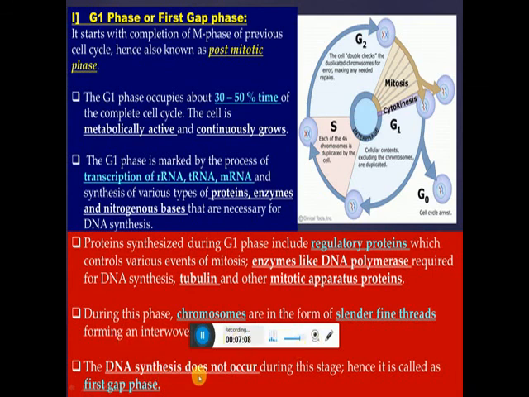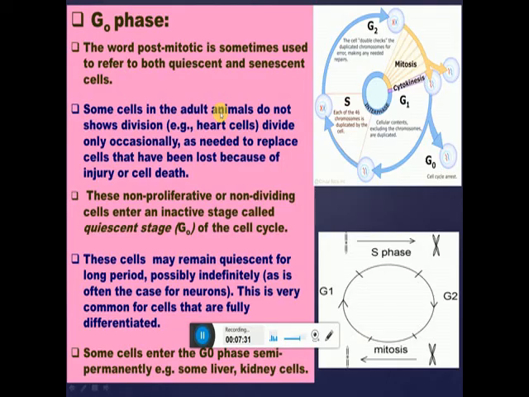The DNA synthesis does not occur during this stage, hence it is called the first gap phase. There is no synthesis of DNA. So it is called the first gap phase, in which DNA synthesis does not occur, and other than DNA, all the other organelles in the cell get duplicated in the G1 phase. After that we are going to see the G0 phase.